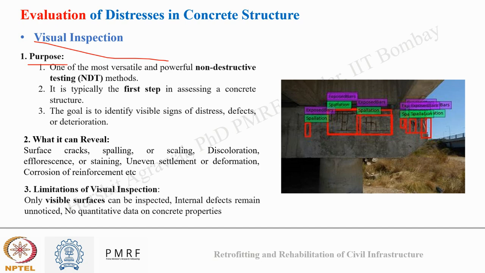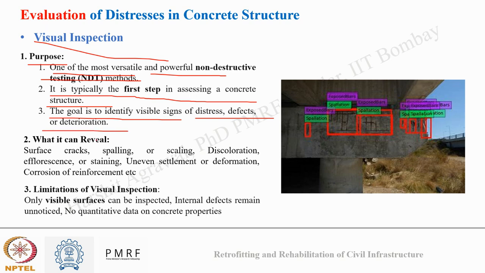So what is the purpose of visual inspection? It is the most versatile and powerful non-destructive testing. It is typically the first step of assessing a concrete structure, and the goal is to identify visible signs of distresses, defects, and deterioration. And what does it reveal? It reveals surface cracks, spalling, or scaling, discoloration in terms of rusting stains, efflorescence, staining, uneven settlement or deformation, step cracking due to that, or even corrosion of reinforcement if some part of the reinforcement is getting exposed.